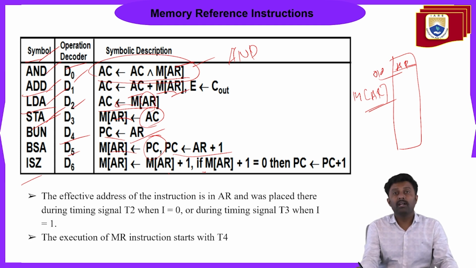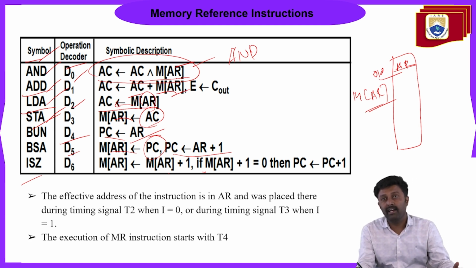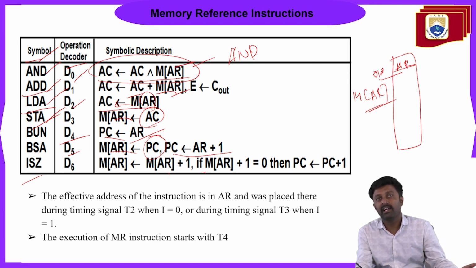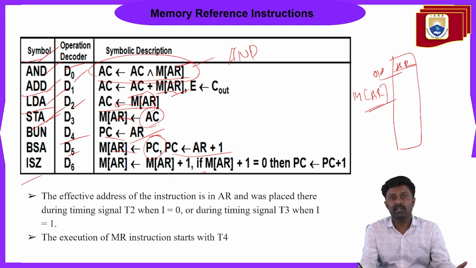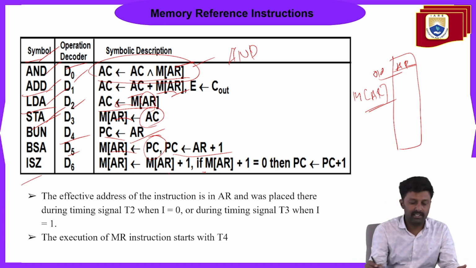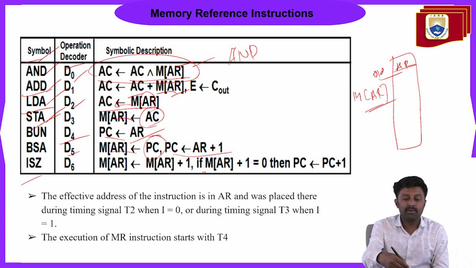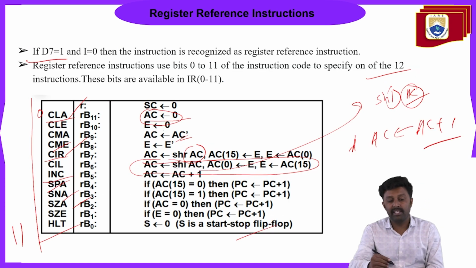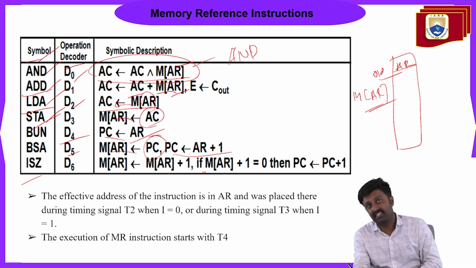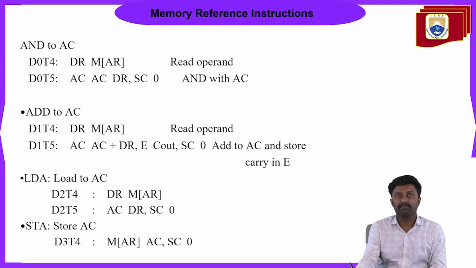So the effective address of the instruction in the AR was placed during the time T2 when I is not equal to 0, and during T3 when I is equal to 1. So the execution of the MR instruction starts with the T4 cycle here, right? These are some of the memory reference instructions. So we have seen the two types of instructions, that is register reference instructions and memory reference instructions, in the instruction cycle of a computer system.